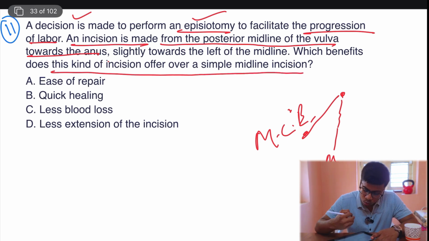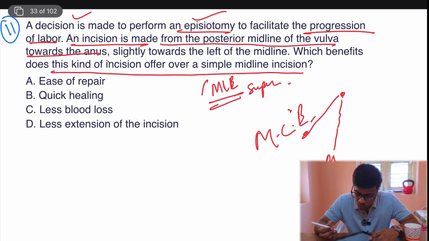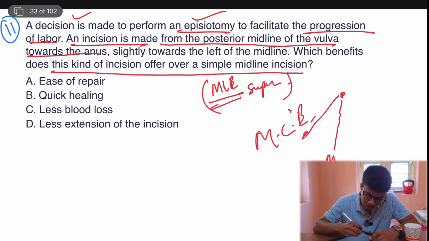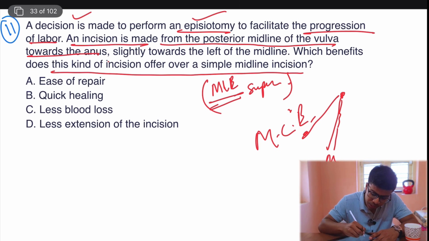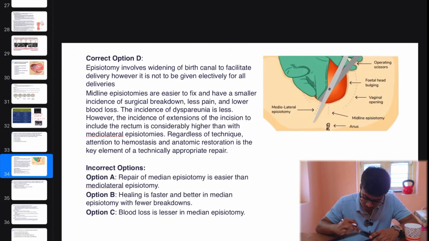So they are asking why mediolateral episiotomy is superior to midline. We know that in a midline incision, easy repair is there, quick healing is there, and less blood loss is there. But the problem with midline is that there is more extension. Here I will explain, let's wait.